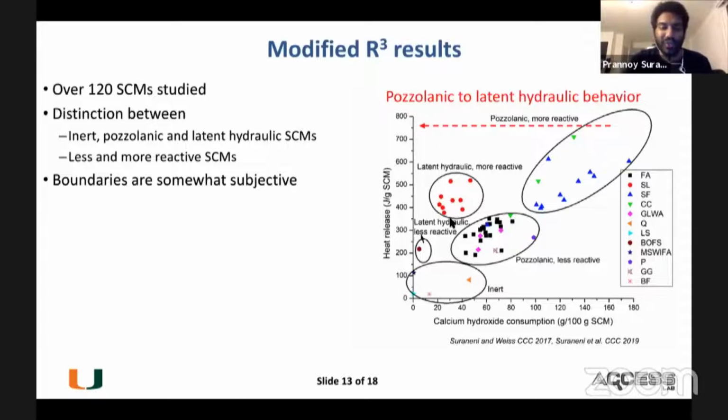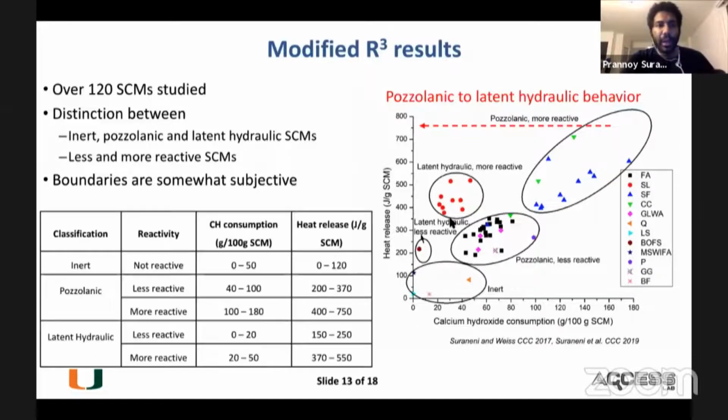Now, the boundaries that we have are subjective at this point in time, and they're only really based on the sort of clustering that we see of the data points, but work is ongoing to improve this clustering. Now, what we have been able to do is we've drawn up boundaries based on our clustering. The boundaries are given here to separate out inert, pozzolanic less reactive, pozzolanic more reactive, latent hydraulic less reactive, and latent hydraulic more reactive materials.